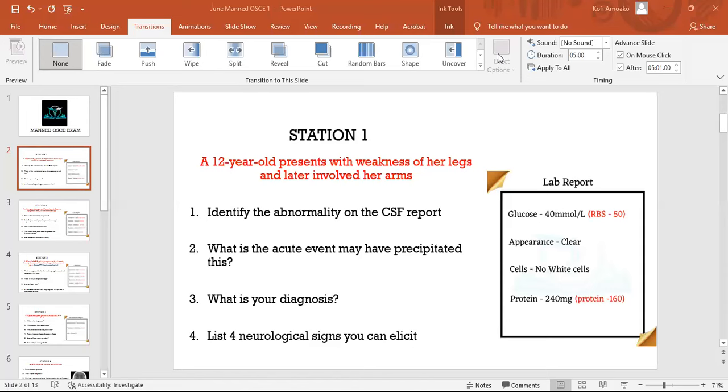Yes, so first discussion. We are being told of a 12-year-old patient who presents with weakness of her legs and later involved her arms. I was saying that whenever you hear or you see this, weakness began somewhere and later involved somewhere, it means that it's a progressive weakness, okay?